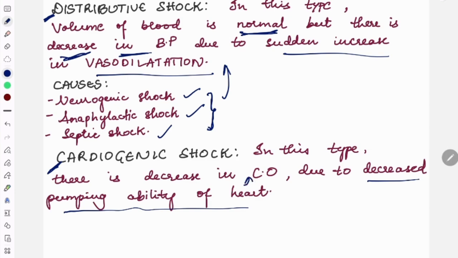If the cardiac output is low, then it is said to be shock. In the definition itself, we have discussed that shock is nothing but, the first thing, low cardiac output. Now, what is the reason for the low cardiac output? That is because of low pumping ability of the heart. That's why it is named as cardiogenic shock.